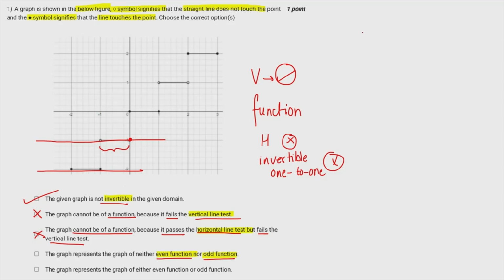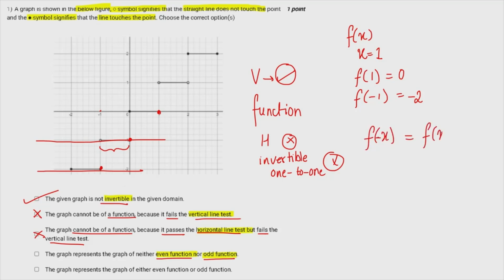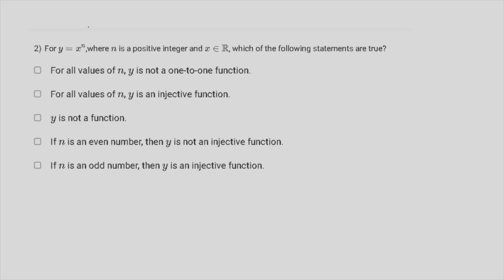How I identified? f(x) मान लो, तो x की वैल्यू फॉर एग्जाम्पल मैंने मान ली 1. तो आप मुझे बताओ f of 1 कितना आ रहा है. So f of 1 is coming out to be 0. And f of minus 1 कितना आ रहा है? f of minus 1 is coming out to be minus 2. So neither my f of minus x is equal to f(x), nor it is equal to minus of f(x). ठीक है ना? So therefore this is neither even nor odd. Therefore my D option is correct and E is just the opposite of it. So this is wrong.